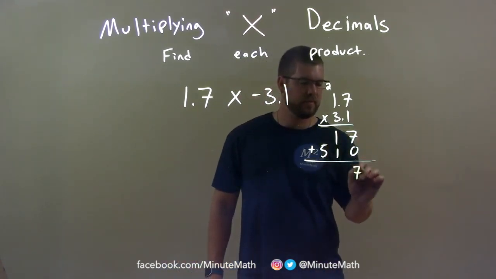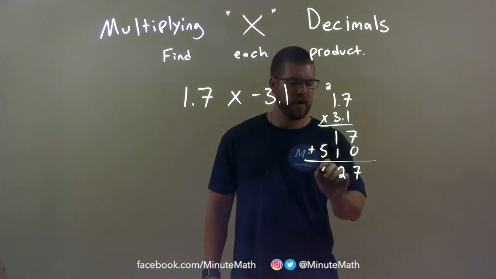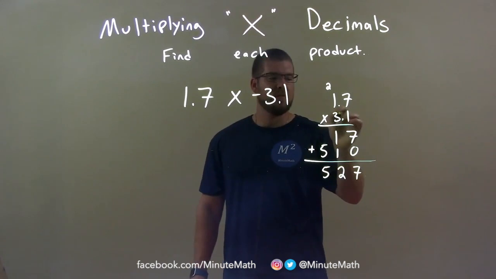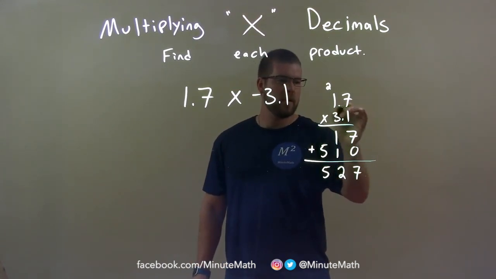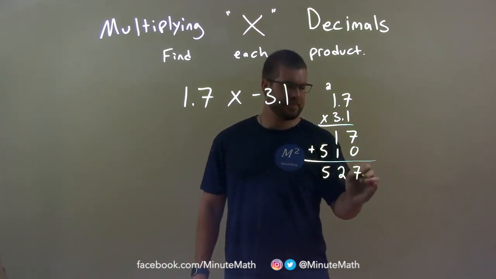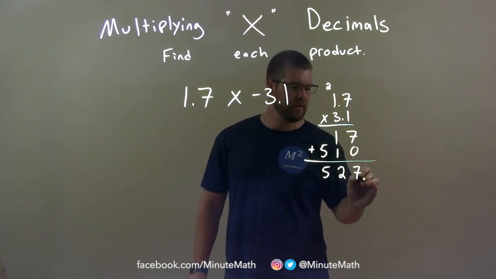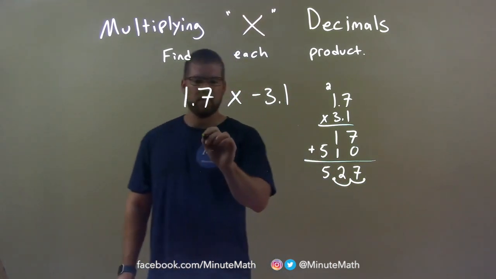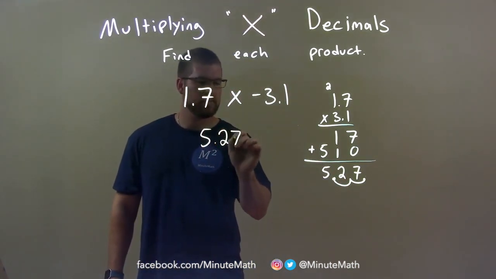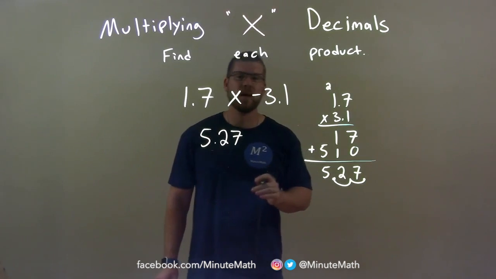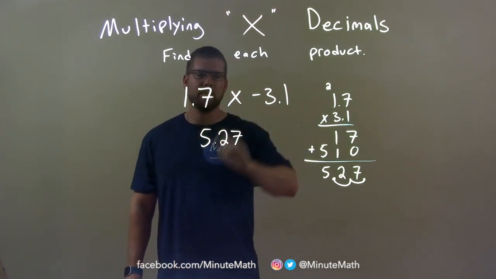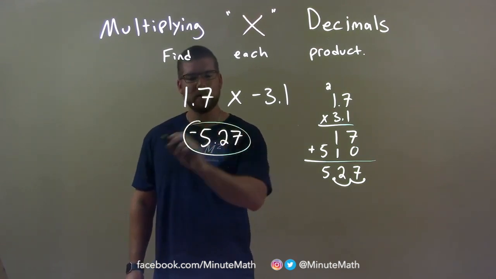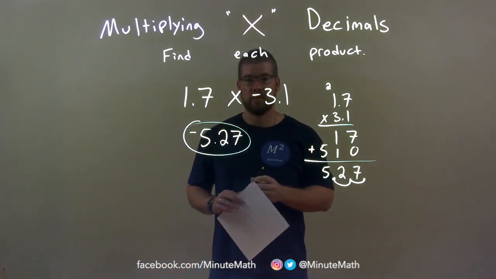Now we're going to add these two numbers together. 7 plus 0, 7. 1 and 1 is 2. And 5 is just by itself. Okay? Now, 1.7 and 3.1, right? Each of them have one decimal place value right there, right? 1 plus 1 is 2. So we're going to move this over 2 spaces. Okay? So now we have a 5.27. But we cannot forget the negatives. A positive times a negative is always a negative. Negative right there. Final answer, negative 5.27.